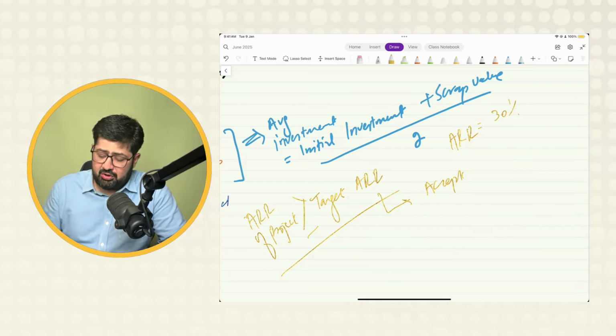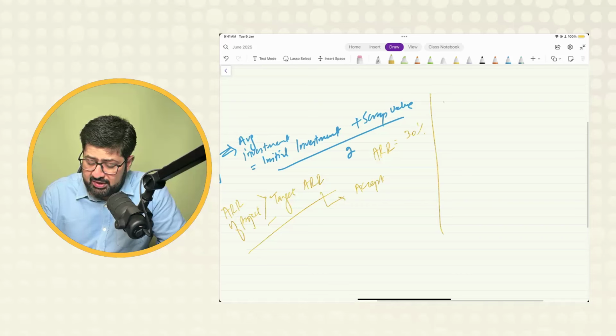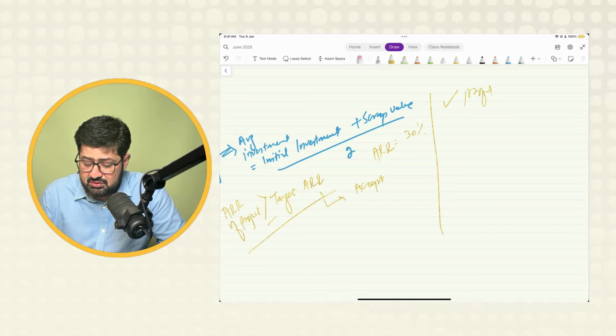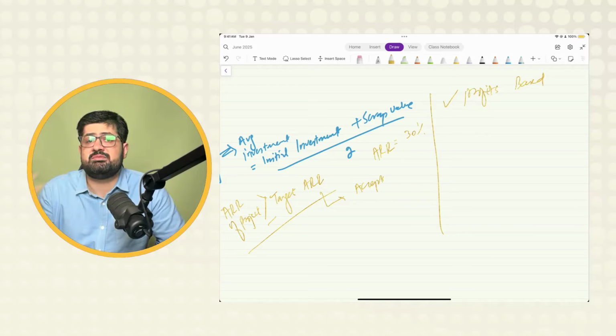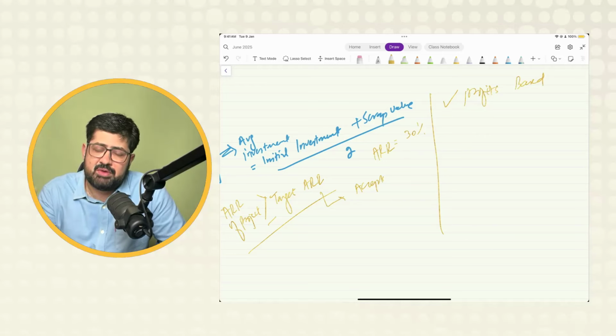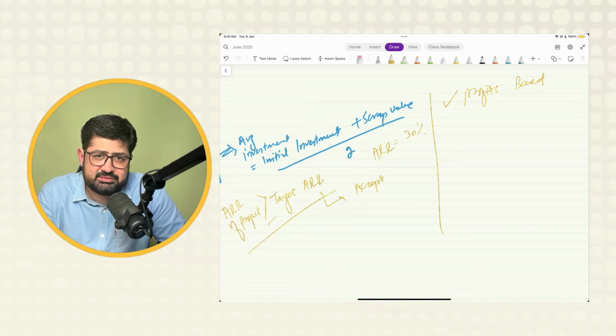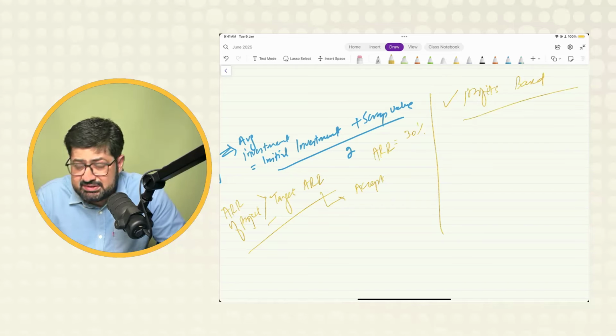It has major drawbacks. The first drawback is that it is profits based, and profits are subject to manipulation. Profits can be manipulated by using depreciation, amortization, non-cash expenditure. So it is profits based.